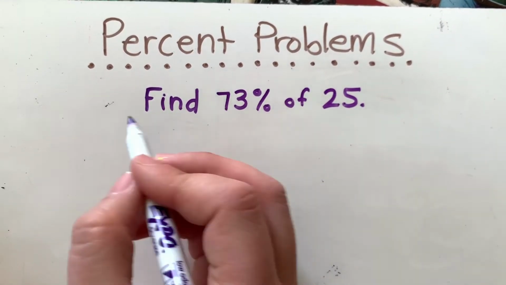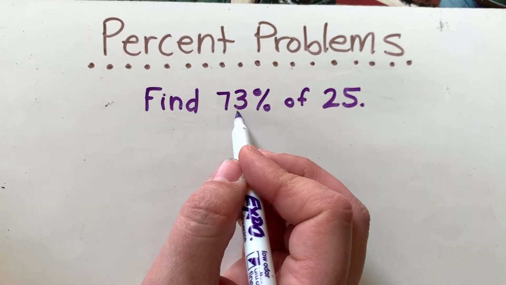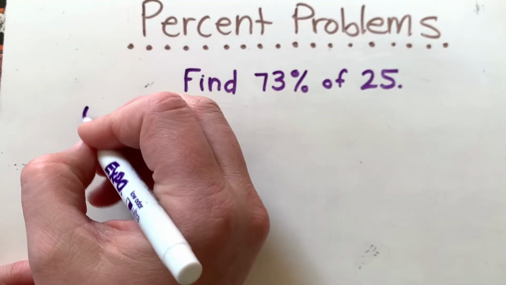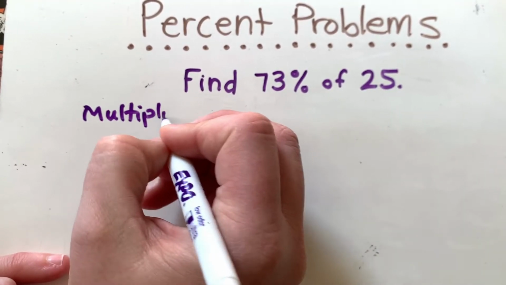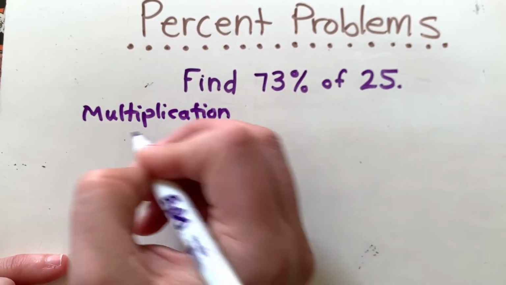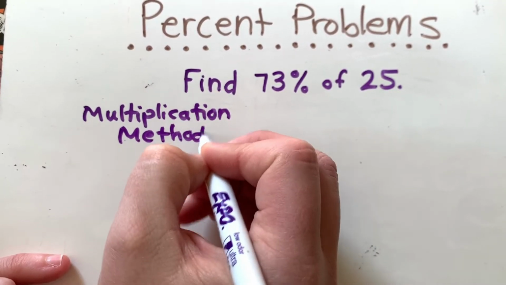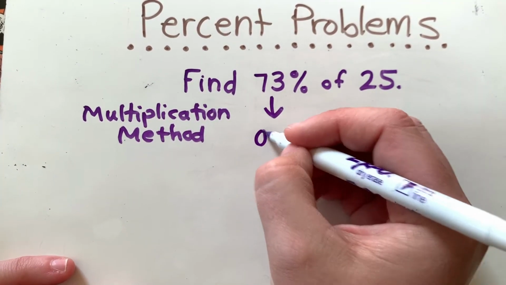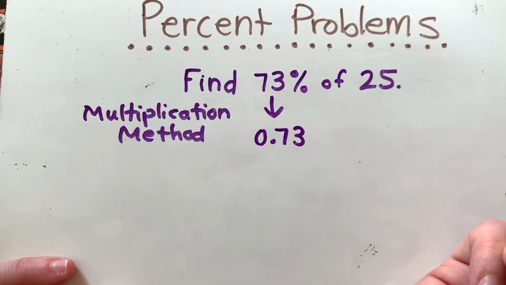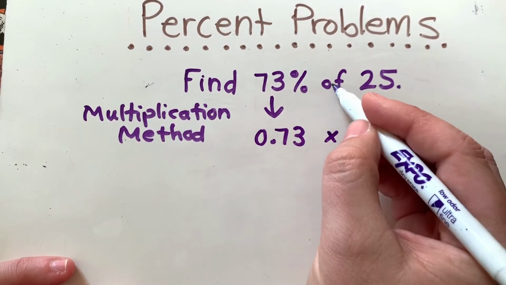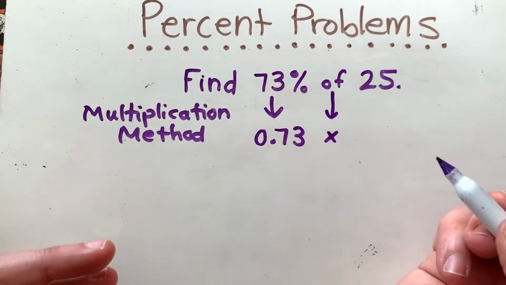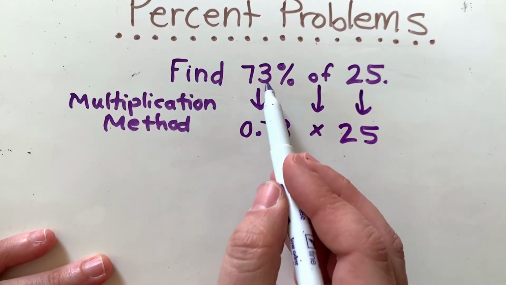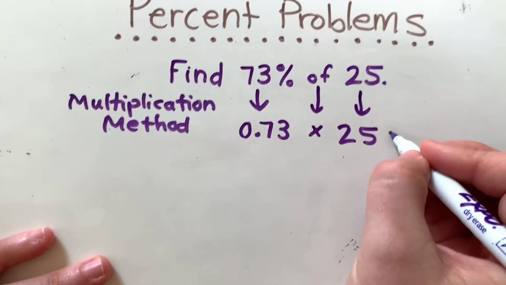Okay, so the most efficient and easiest way to find percentages of numbers is to use what I like to call the multiplication method. And that is where you turn your percent into a decimal. So remember, we divide by 100. You turn your percent into a decimal. You multiply, because if you remember, the word of means you're going to multiply. And voila, you can find 73% of 25 by using the multiplication method like this.